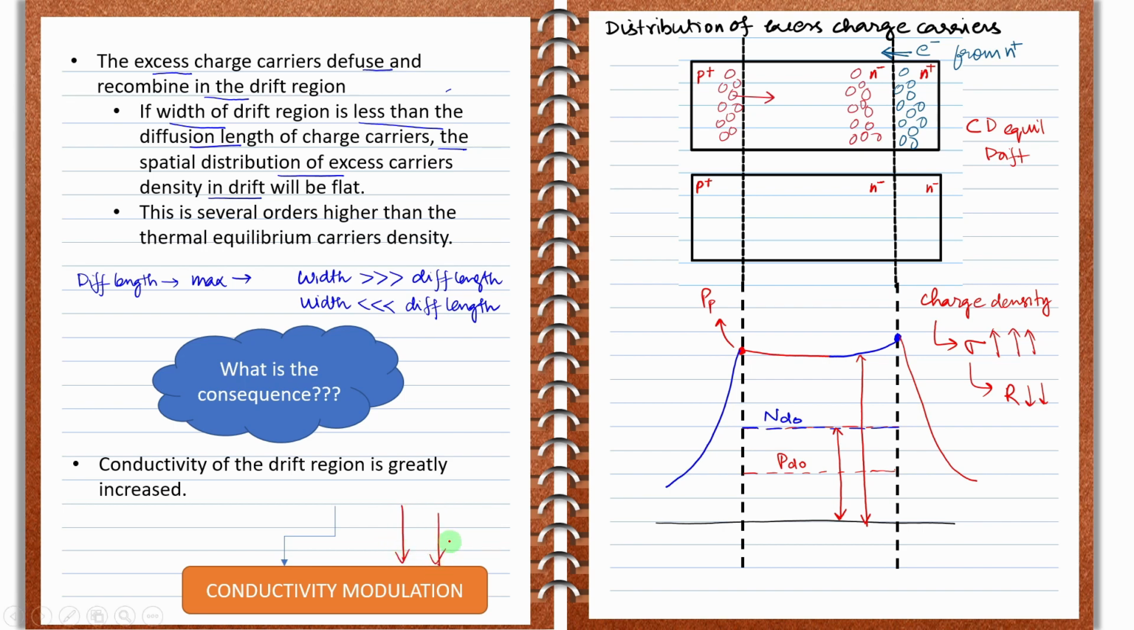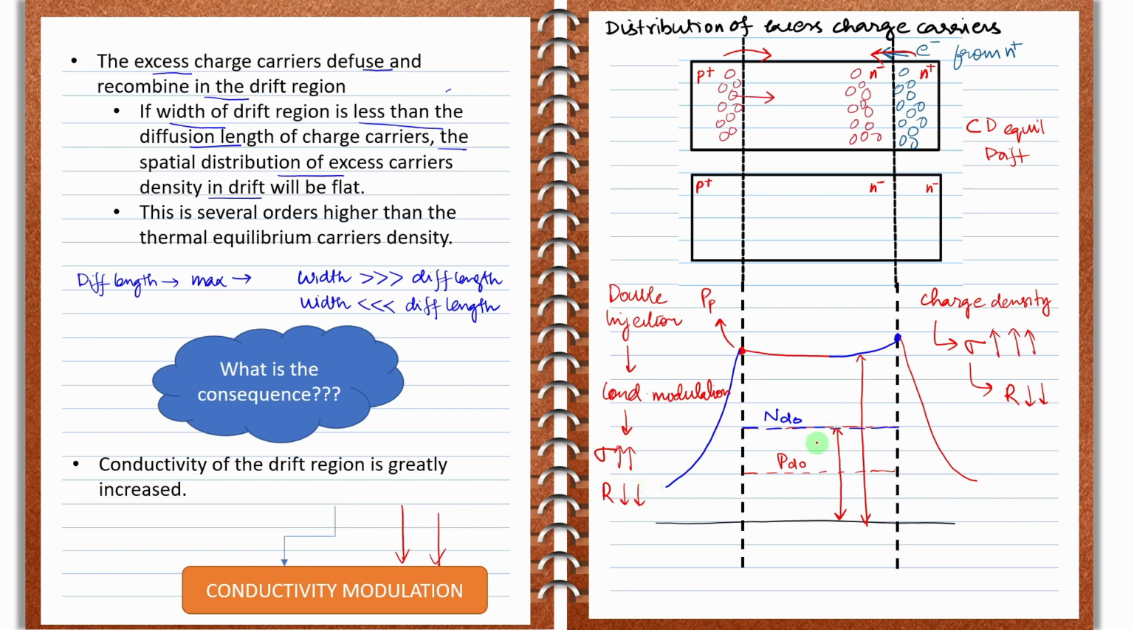The reduction of the resistance in the forward condition in the drift region of a power diode is called conductivity modulation. And this injection, which is happening from both sides, from the hole side and the electron side, means two injections are happening. This is called double injection. Due to this double injection, you are having conductivity modulation, and due to this conductivity modulation, the conductivity in the drift region increases and the resistance in the drift region decreases.